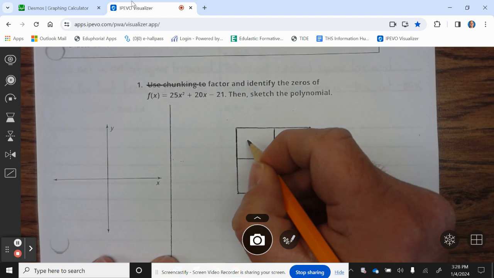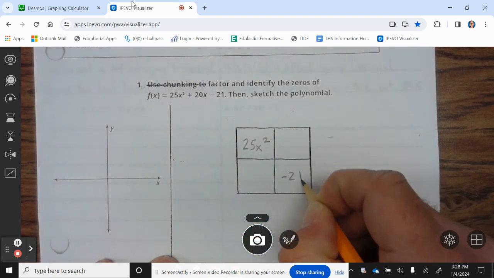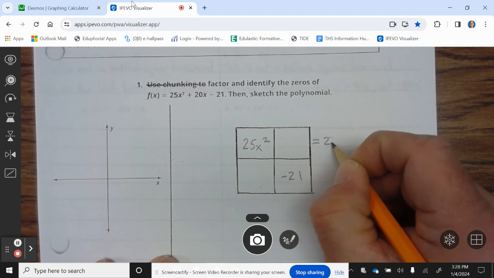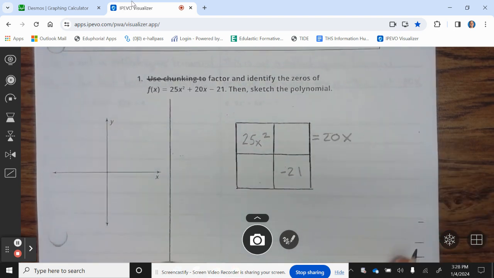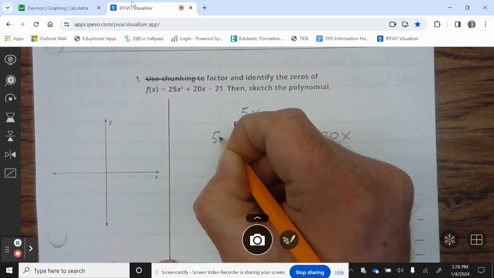All right. Using chunking, factor and identify the 0 of f of x equals 25x squared plus 20x minus 21, then sketch the polynomial graph. So reverse box method, so we have 25x squared and negative 21. These need to combine to be 20x. Now, to get 25x squared, I know I can multiply 5x and 5x.